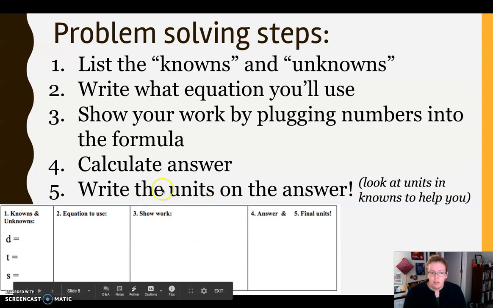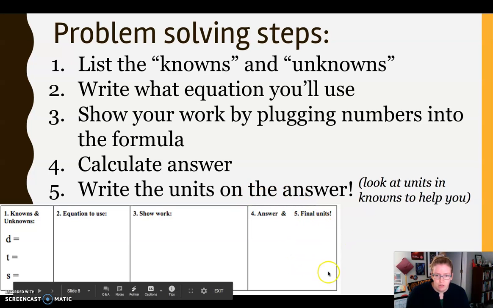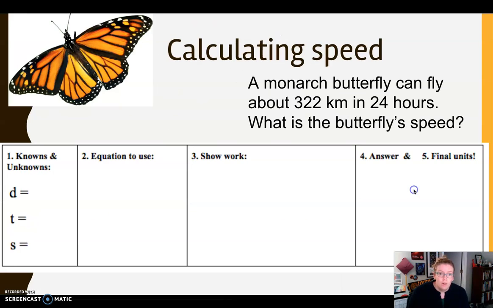And I'm going to, here's the really important one that lots of people miss. I'm going to write the units on the answer, final units. And looking at the units in what numbers you knew to start off with can really help you figure out what the final units should be. So let's take some time to do a practice problem.